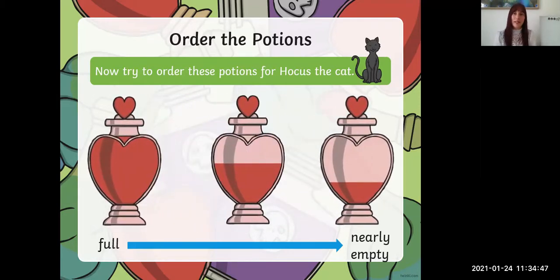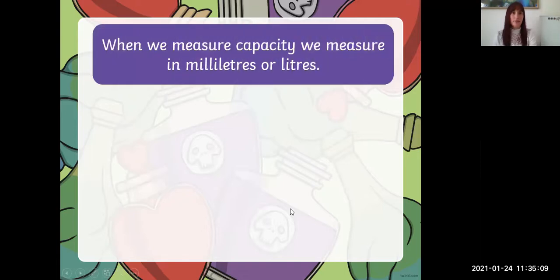There we go. In the OneDrive folder, there is an activity where you can practice doing this comparing of capacities. You can either pause this video now and have a little go at that, or you can do it at a later time or before you start the main activity. It's up to you, but it's just a nice one to get you used to using the language. All right, let's get on to making his potions then.